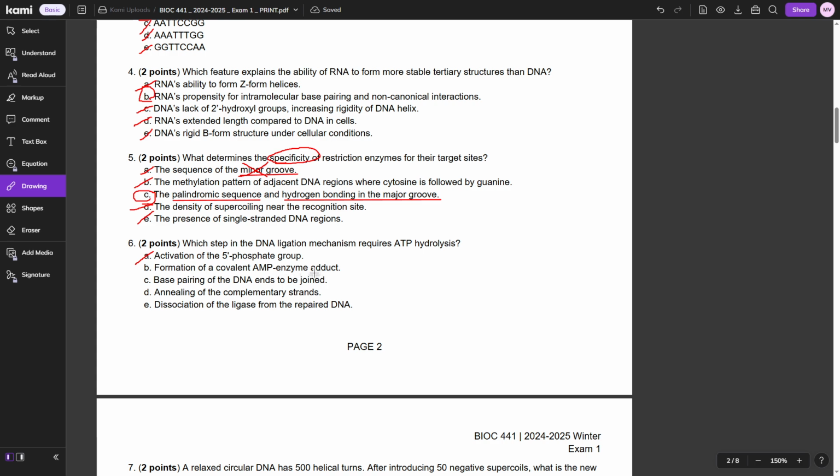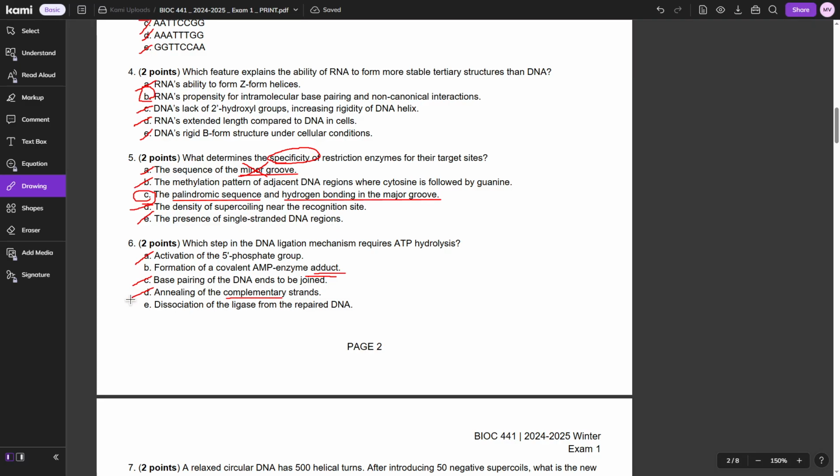Okay, well, I don't really know what an adduct is. I'm going to make the assumption that it means, like, combination. Even if there's words that I don't know, I can make an assumption based off how the answer is phrased. So I like that one a bit better. Base pairing of the DNA ends to be joined. What the heck? Which step requires ATP hydrolysis? No, the base pairing part does not require that. Annealing of the complementary strands. So, okay, complementary strands important here.